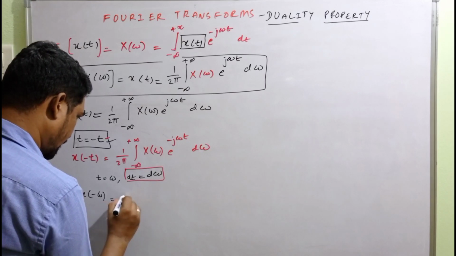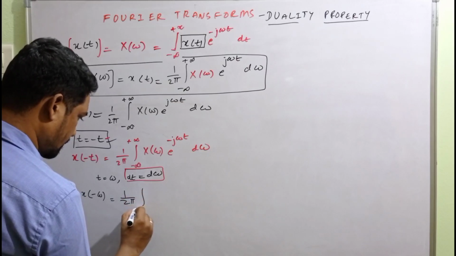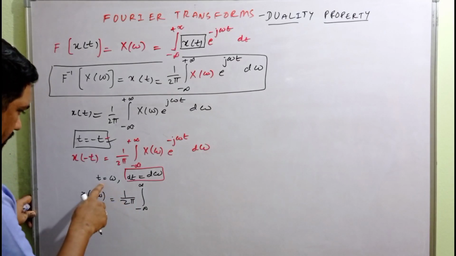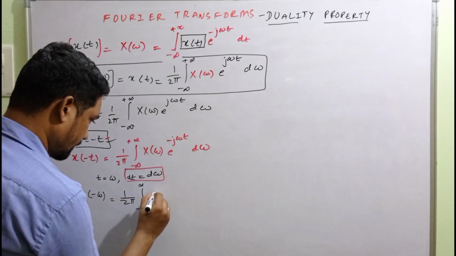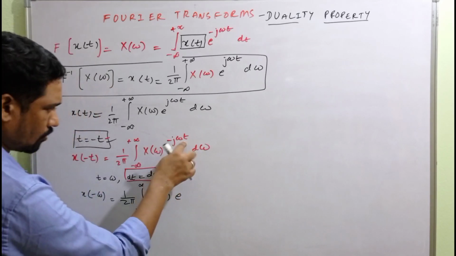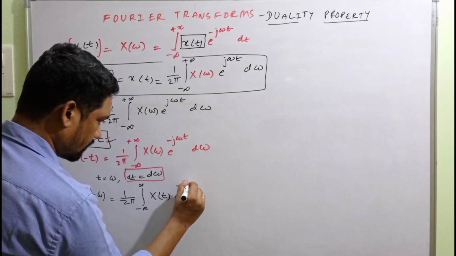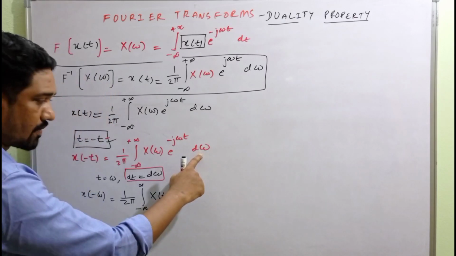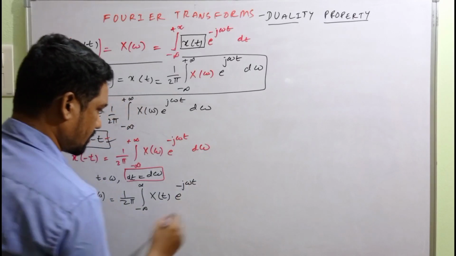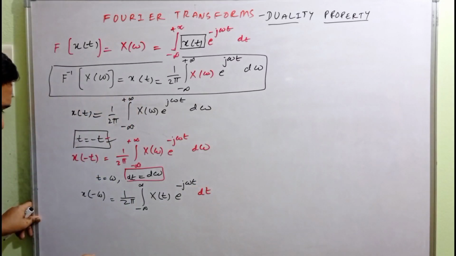Okay, so that gives us 1 by 2 pi integral negative infinity to positive infinity. Yeah, here we have to be more cautious. t equal to omega, so omega will be equal to t, x of t, e raised to, guys, it's no change over here. Why? Because we have omega and t, so that will be as it is, minus j omega t. And now we are making use of this one, d omega will be equal to dt here with the substitution dt. Okay guys, this is one.